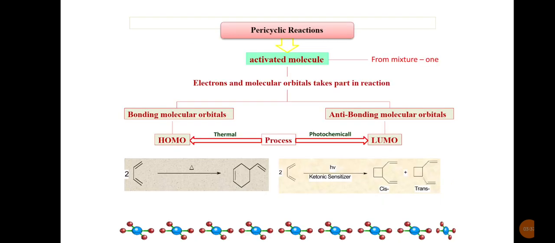The next one is the activated molecule, which involves electrons and molecular orbitals taking part in the reaction. The molecular orbitals are classified into bonding molecular orbitals and antibonding molecular orbitals, which involve HOMO and LUMO. The process takes place between HOMO and LUMO. Here are the examples of the pericyclic reactions.